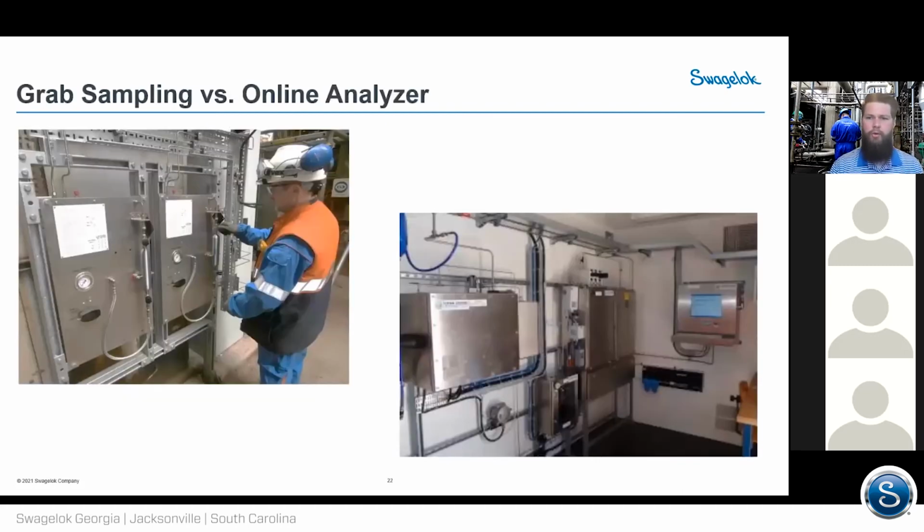Again, showing a little bit of a picture differentiation. We've got the grab sampling system over here, where we're actually really close to the process, turning valves and taking the cylinder off to a lab to be analyzed. Whereas the online system is in a nice shelter. It's contained, it's run by PLCs, directed back to your DCS system, giving input back to the process.